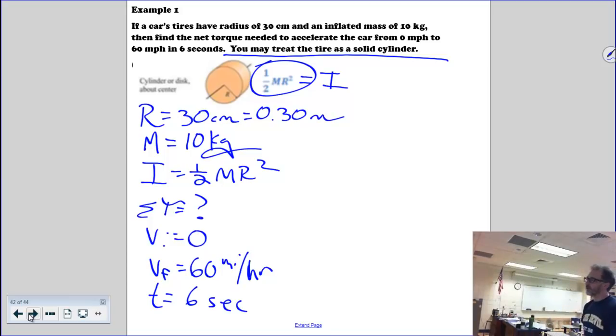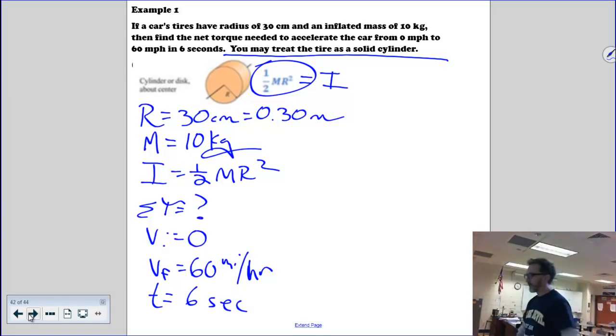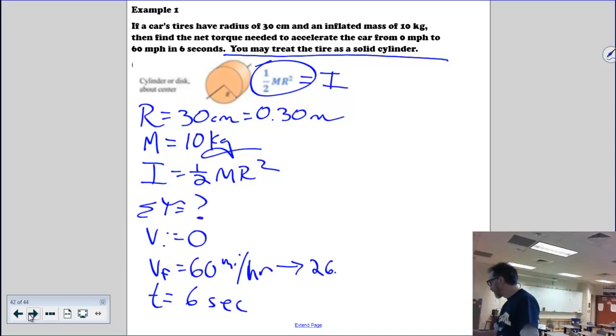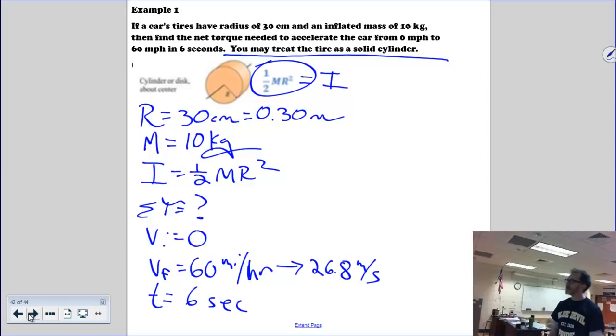As is often the case, we've got to deal with stupid units. Miles per hour, if you go through and do your dimensional analysis, you will discover that this is the same as 26.8 meters per second. So please make sure you get everything metric. And we're trying to find our torque.